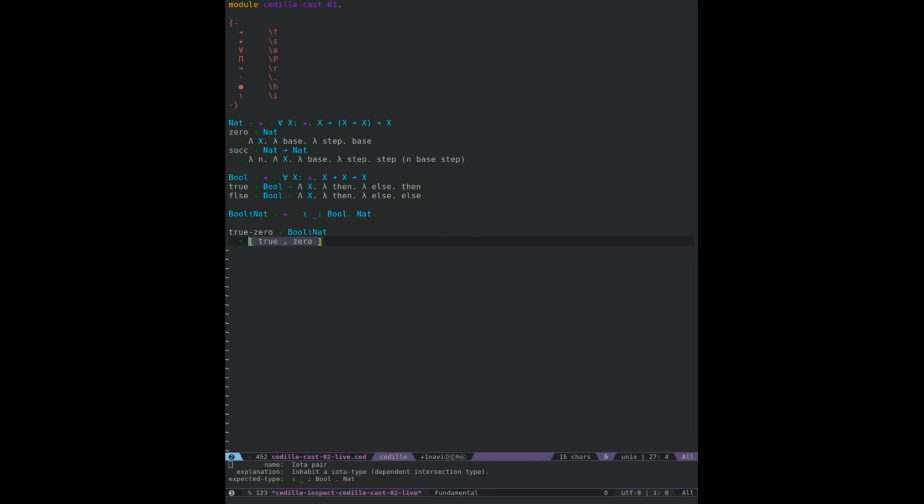And now you might ask, well, what is the erasure of a dependent intersection? And the answer to this is, well, it doesn't really matter which side we pick, the left-hand side or the right-hand side, because they're both the same term. So Cedille arbitrarily chooses the left-hand side, and we see that the erasure of the intersection of true and 0 is the same as the erasure of true.